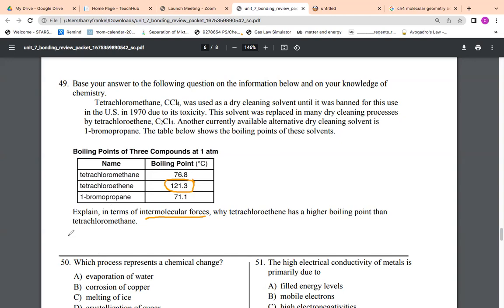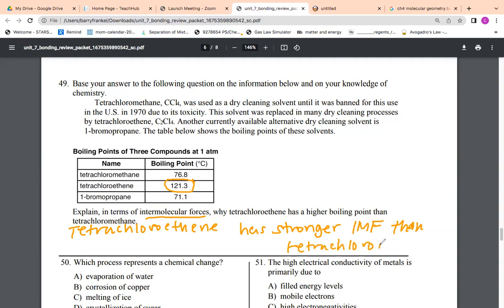So we can just say that tetrachloroethene has stronger IMFs. I'm just going to abbreviate right now, but you should write out intermolecular forces in full, okay? Then tetrachloromethane. That is a very long word, okay? So again, this one has a higher boiling point because the IMFs are much stronger than this one over here. All right. Okay.